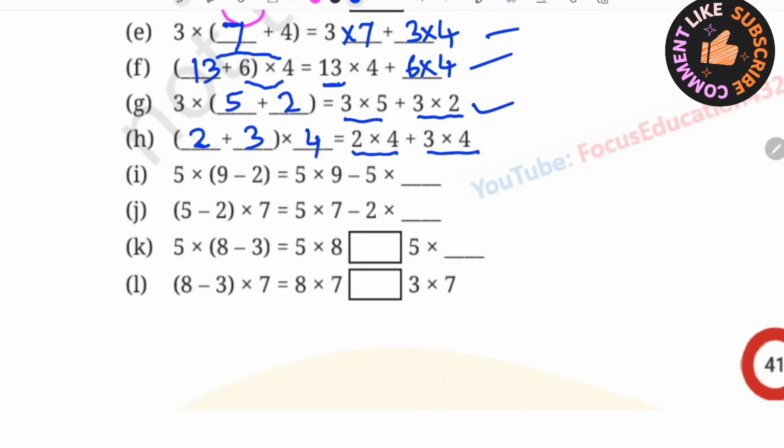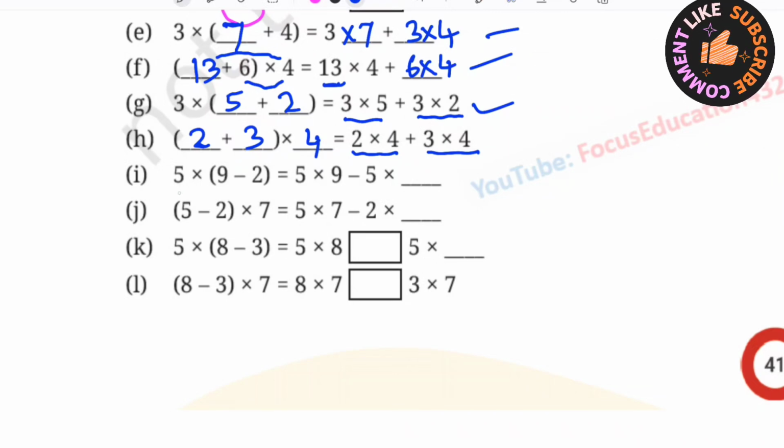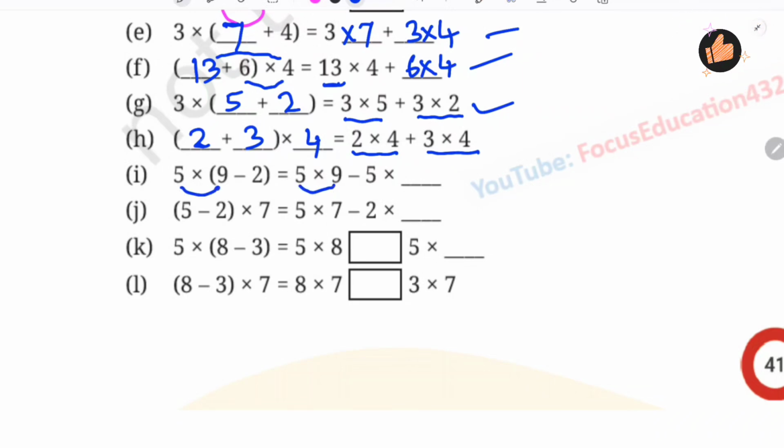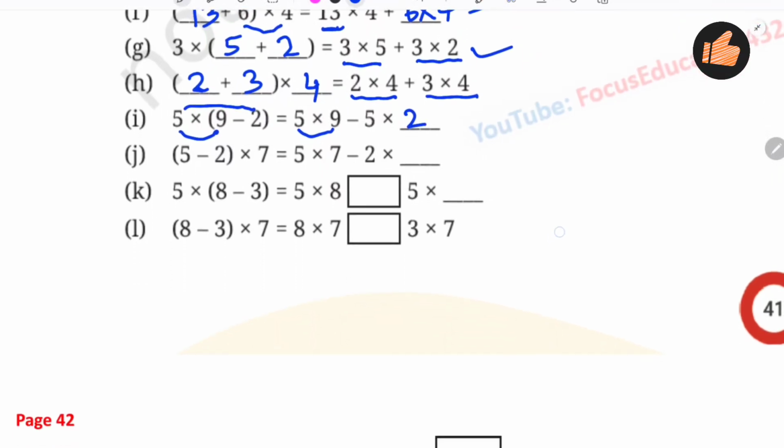Now the I bit: 5 multiplied by 9 minus 2. So 5 multiplied by 9 is already given. What about this? Minus is also given. So 5 multiplied by 2. This is the correct one.